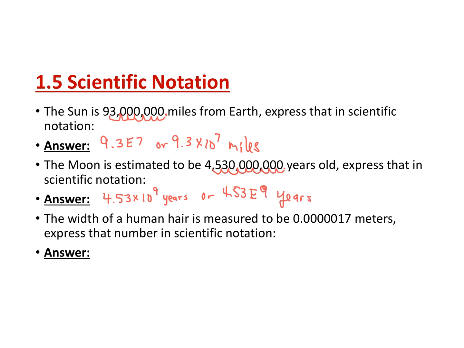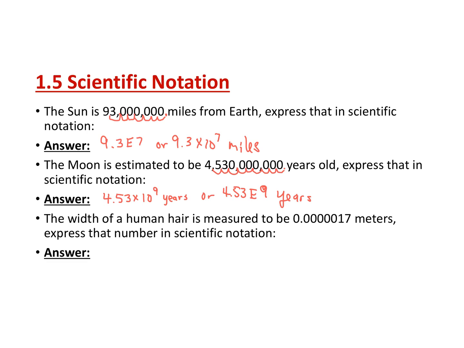Both of those answers would be correct for expressing the age of the moon in scientific notation. Now let's try a number that's smaller than 1. The width of a human hair is measured to be 0.000017 meters. Express that number in scientific notation. So we can do the same thing.